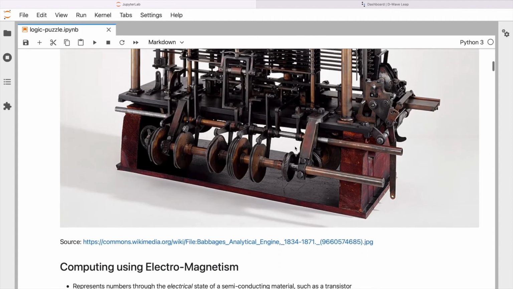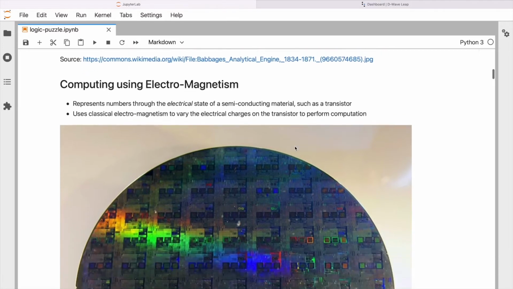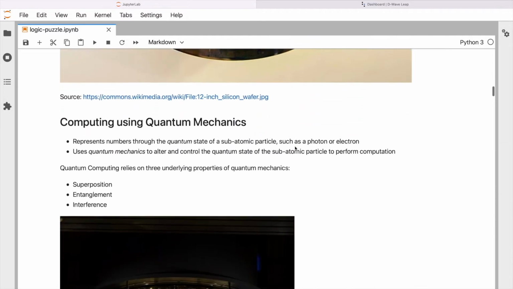Then if we jump forward to computing with electromagnetism, this is essentially the era we're in now, where we're using semiconductors and technology such as transistors to represent numbers as electrical signals and to represent computation as the changes in those signals. The diagram here is one you may recognize. It's a silicon wafer.